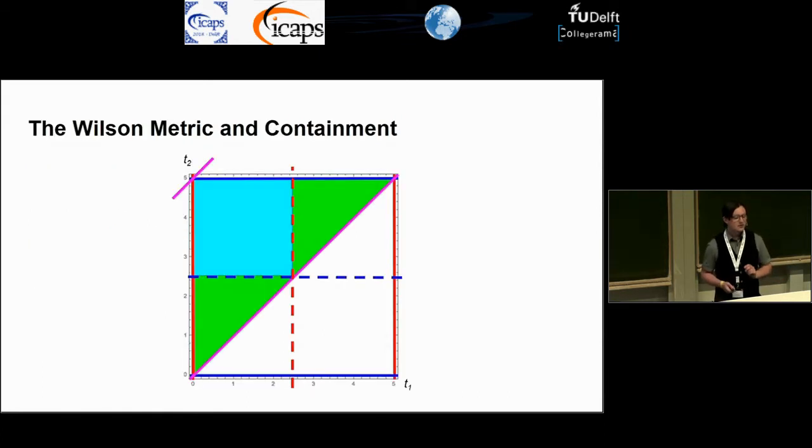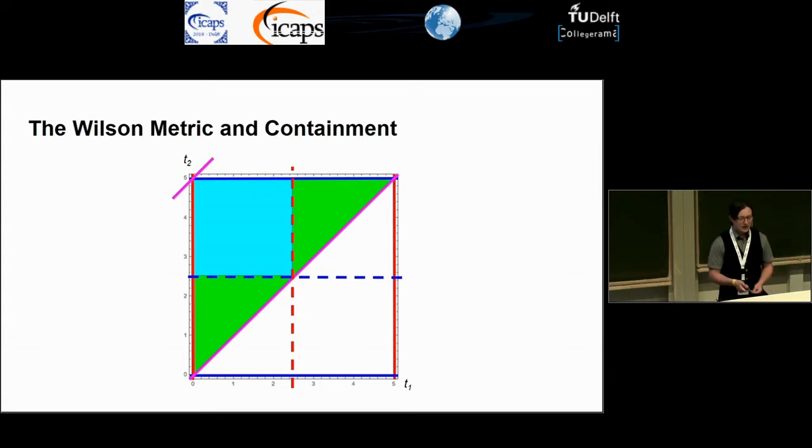Well, the Wilson metric does have containment, and the reason for that is that the solution space of the decoupling that the Wilson metric makes when calculating flexibility will be contained entirely within the solution space of the original STN. So in our example before, the decoupling has a solution space of this square, and it's contained within the triangle that is the solution space of the entire STN.